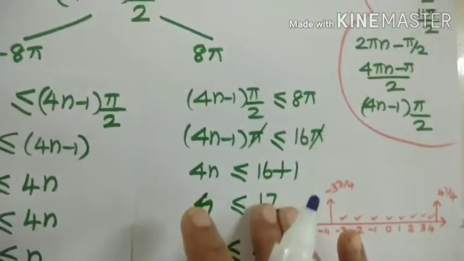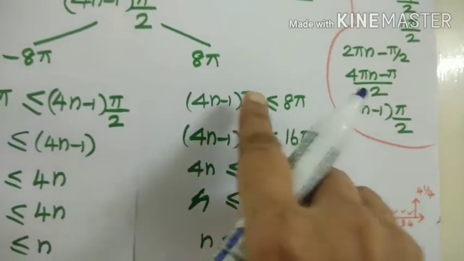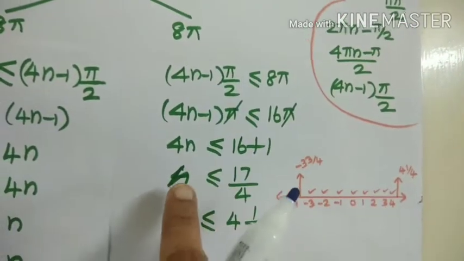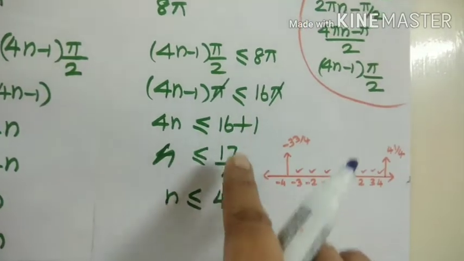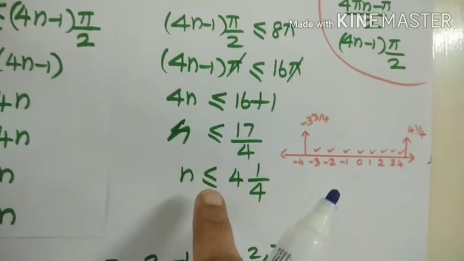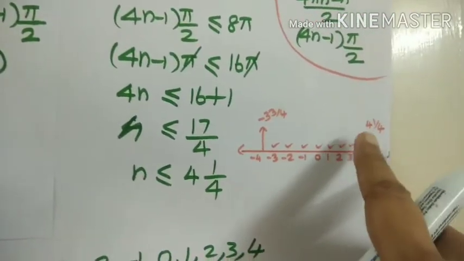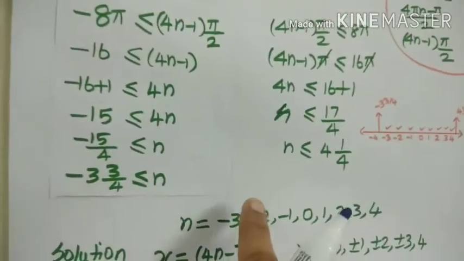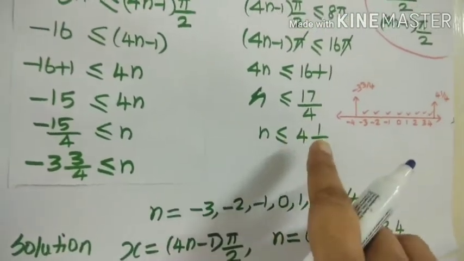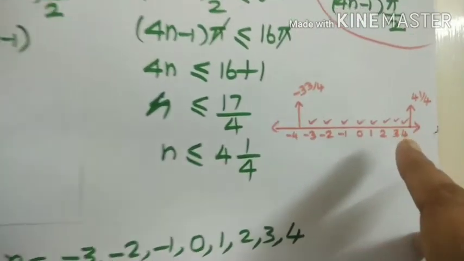Coming to the right limit. 4n minus 1 pi by 2 less than or equal to 8 pi. Pi cancels. Cross multiply. Minus 1 to the other side. n will be 17 by 4. 17 by 4 is 4 1 by 4. So this tells me n is below 4 1 by 4. Where will 4 1 by 4 come in the graph? After 4. So my answer tells me n is above minus 3 by 4 but below 4 1 by 4.